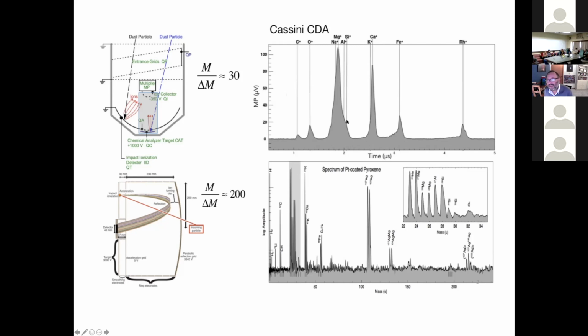So for that device, I'm showing you a lab spectrum of platinum-coated pyroxene at the dust accelerator. And just for comparison, you would notice that this device had a silver target. You notice even the isotopes 107 and 109 of silver. So it has a mass resolution that is way superior compared to a linear time of flight. And you can then ask questions about isotopic composition. For example, here it is magnesium. You see the triplet isotopes of magnesium and so forth.